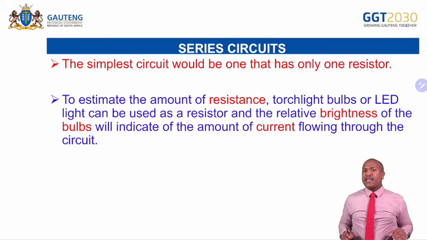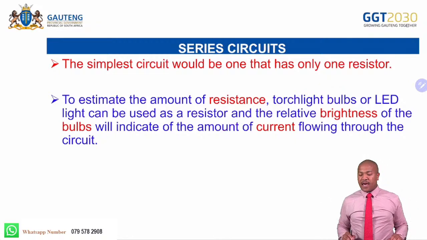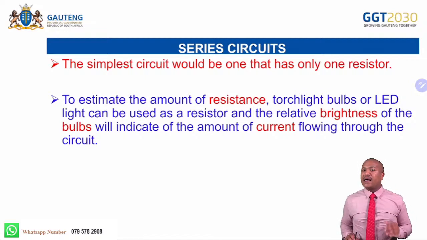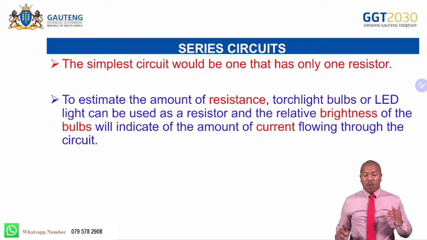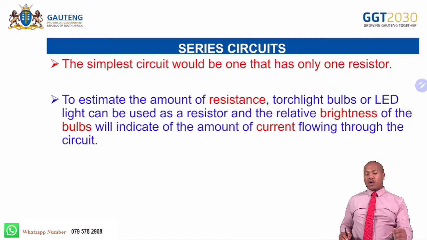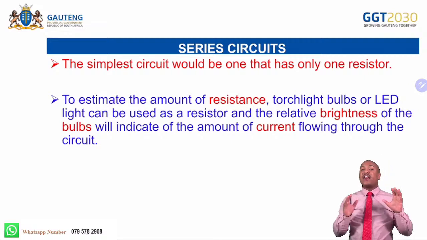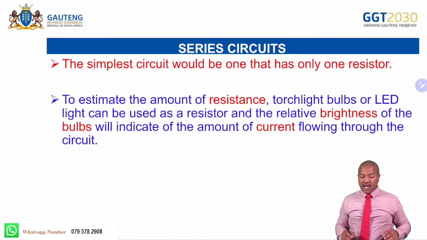Now moving on. The simplest circuit that can be drawn is one that has one resistor. And in this case, the resistor we are talking about is a light bulb. A light bulb is an example of a resistor. Also, to estimate the amount of resistance, torchlight bulbs or LED lights can be used as a resistor, and the relative brightness of the bulbs will indicate the amount of current through the circuit.